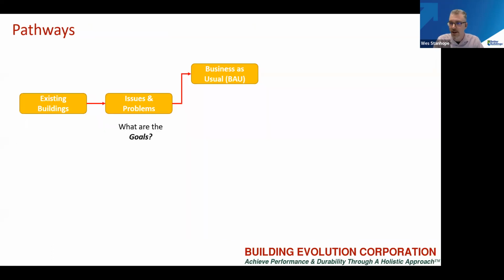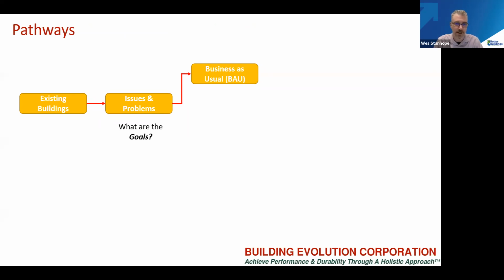Let's look at how we learn a lot of lessons on buildings, and then how we apply that to electrification. Well, we do a lot of assessments on existing buildings. Most buildings are already built. We know that. We're usually living or standing in them. And many buildings develop issues or problems over time.